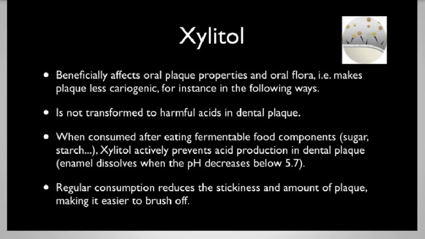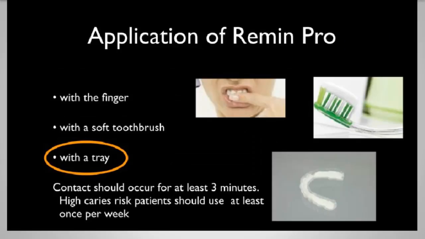Xylitol beneficially affects oral plaque properties. Right? It makes plaque less cariogenic. And the way it does that is by transforming this dental plaque, and helping fight off acidic attacks that are recurring. Now, the only problem with xylitol is there needs to be a truly high effective dose when xylitol by itself is going to work. But in combination with other things, there's a clear benefit. So it's a combination of that fluoride, xylitol, and nano-hydroxyapatite.